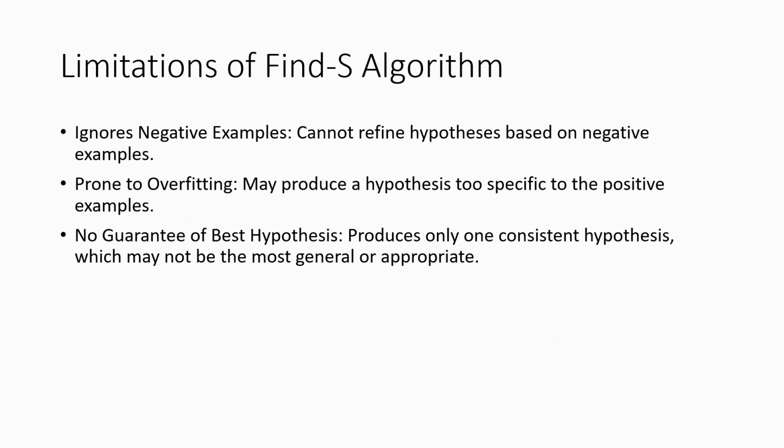So these are some of the limitations. Since it ignores the negative samples, we are not able to redefine the hypothesis based on the negative samples. And also it may be prone to overfitting because it may produce a hypothesis too specific to the positive samples, since it is learning only the positive samples. And also there is no guarantee of the best hypothesis because the only one hypothesis you produce through the finders algorithm may not be the appropriate or the final consistent hypothesis. So to overcome that, we have the next algorithm called the candidate elimination algorithm.